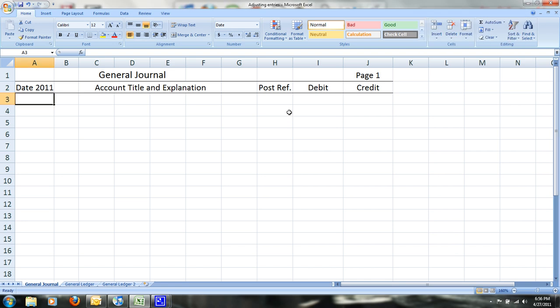Okay, today I'm going to show you guys how to do adjusting entries, which is a type of journal entry that's required for accrual accounting. And it's going to help your company to recognize all the expenses they incur during a period. So we're going to do one of the more common types of adjusting entry, which is prepaid rent.